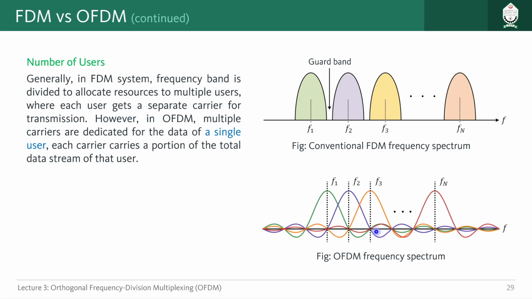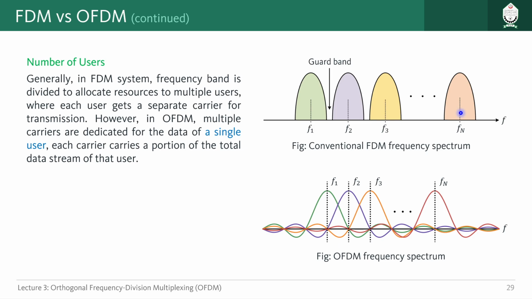Now another difference is the number of users. Traditional FDM or frequency division multiplexing is always intended for multiple users. So each of these carriers will be dedicated for a single user, and we transmit all of this signal together in frequency domain, right?